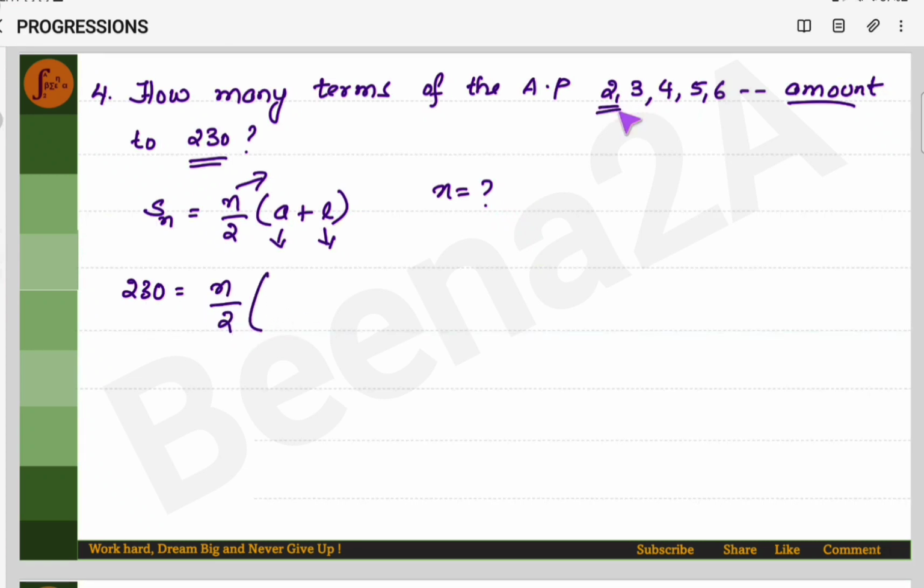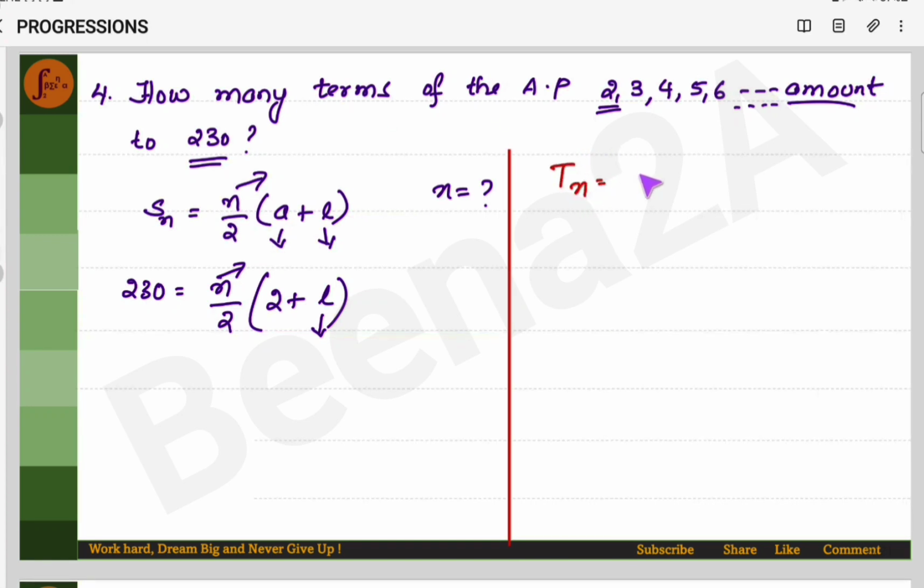A is there. The first term is A, which is 2, plus the last term. We don't know which is the last term here in this series. Look at these dots. This indicates I don't know the last term. How can I find the last term? Only if I find the last term, I can find n here. How do we find the last term? We'll use the term formula. What is Tn? It is A plus (n minus 1) into D.